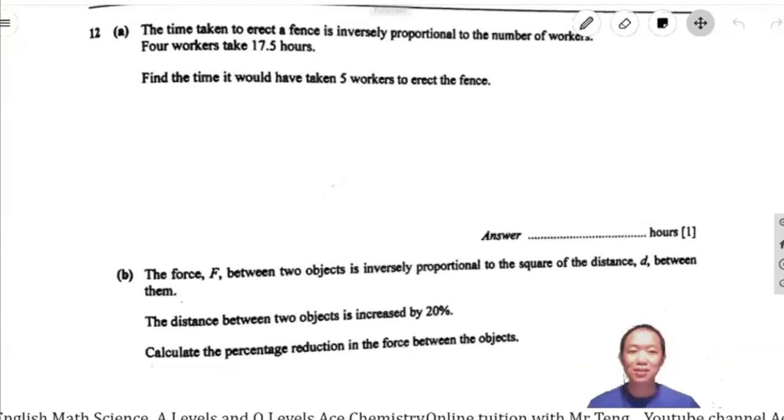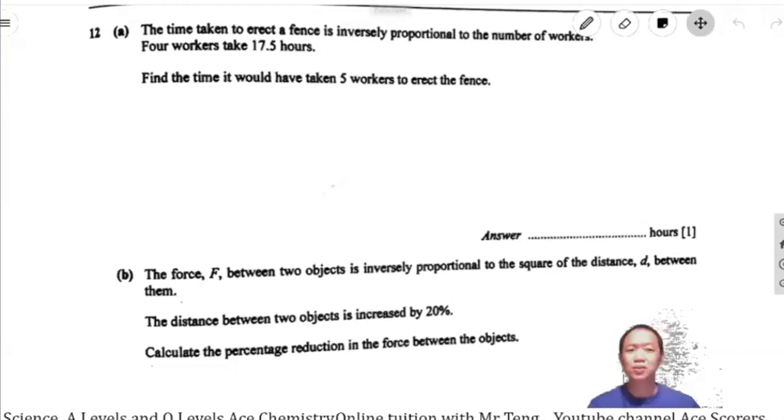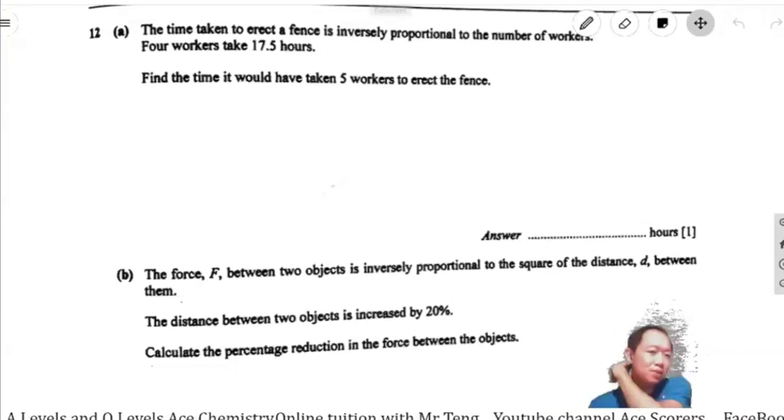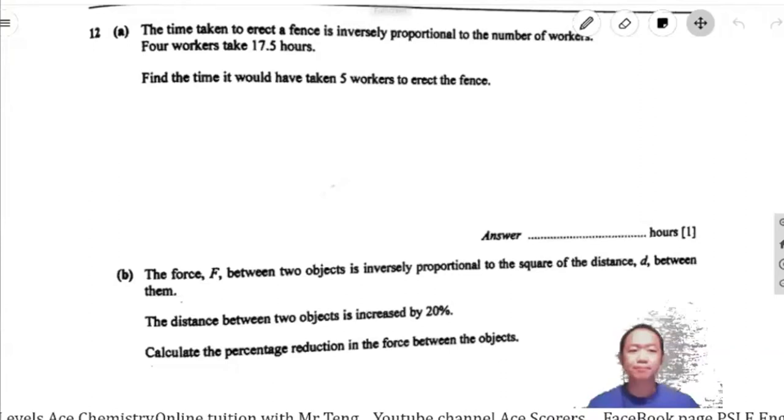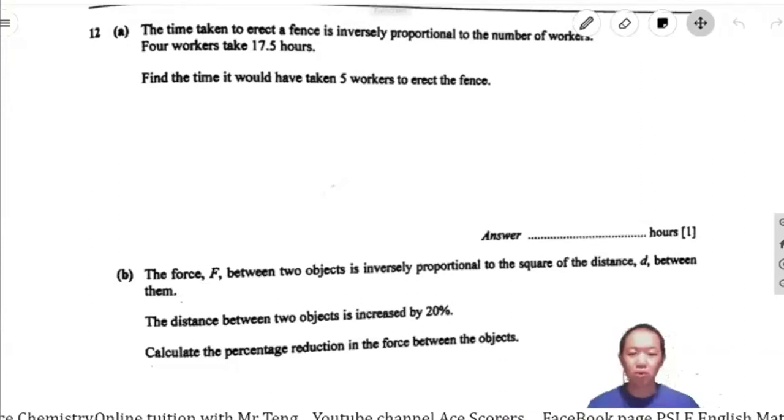So this is an inverse proportion question. Both are inverse proportion. Okay, so can we start now? Right, let's start to go through. You do first, let me check the answer.